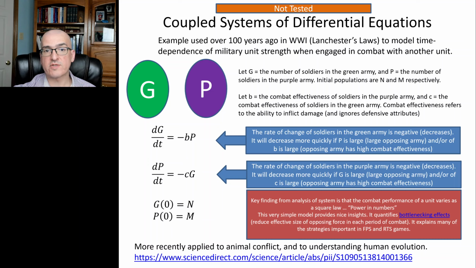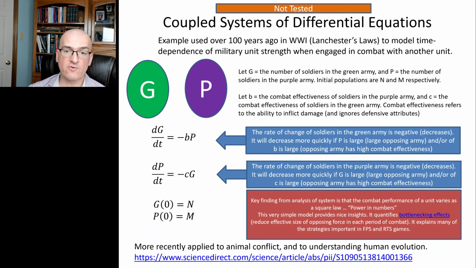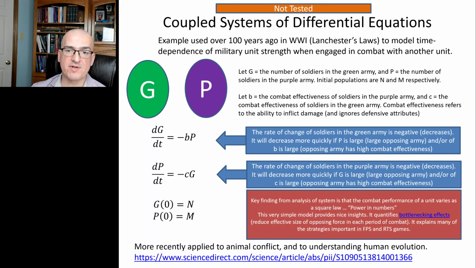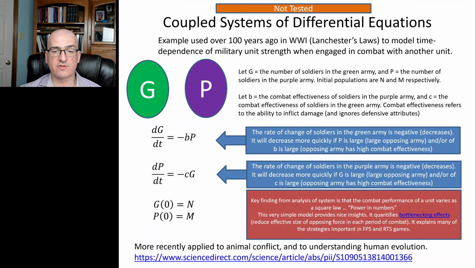Now the opposing force has their own differential equation. Their rate of change is also always going to be negative. They're going to be decreasing, and it's equal to negative C times G. C is the strength of the green force. How well can they inflict damage? G is the population of that green force. Then you have your initial condition, your initial population of green, your initial population of purple.